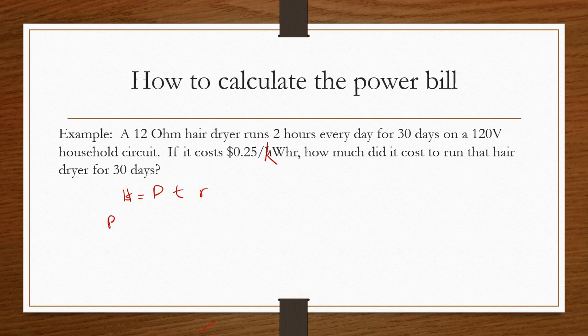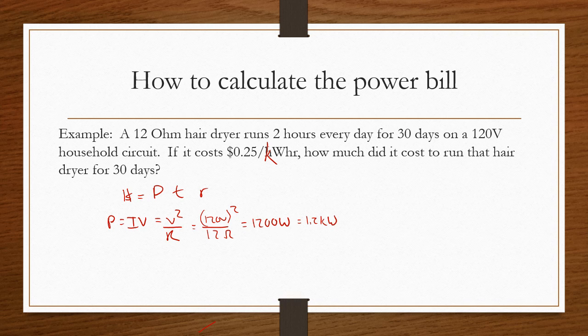First off, we have P times T times R, 3 things we need. Power is equal to I times V. We have V, but we don't have I. So we could also use V squared over R to get the power. So we would do 120 volts squared over 12 ohms to get the power that we are consuming. And that power would be 1,200 watts. But for this to work, it needs to be in kilowatts. And 1,200 watts is equal to 1.2 kilowatts.